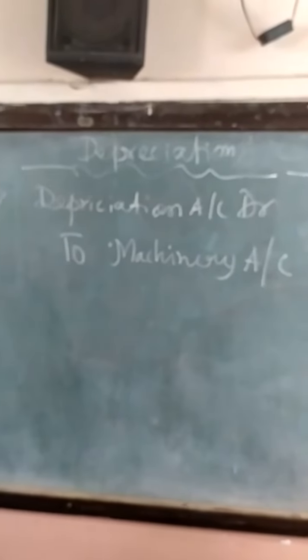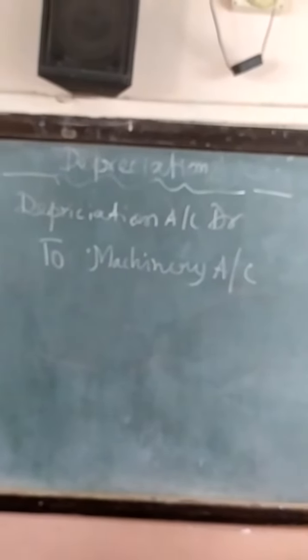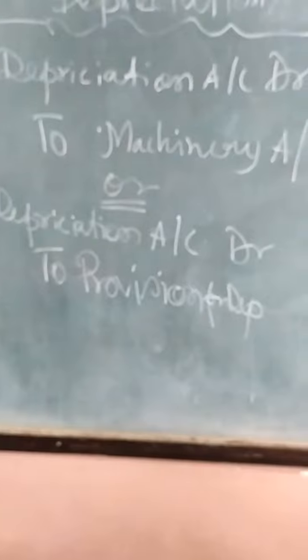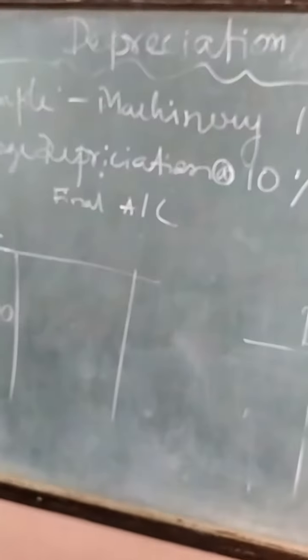When we are not preparing the provision for depreciation, then this is the journal entry: depreciation account debit to machinery. If we prepare the provision for depreciation, then the journal entry is depreciation account debit to provision for depreciation. Let's understand this entire depreciation with an example.